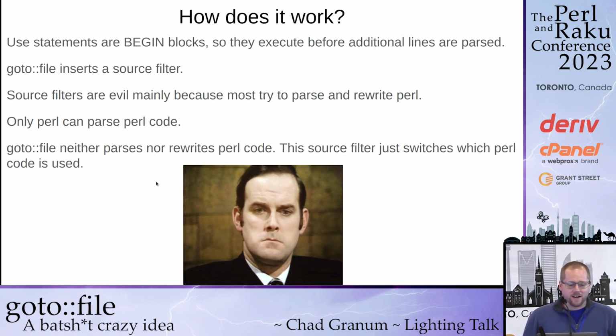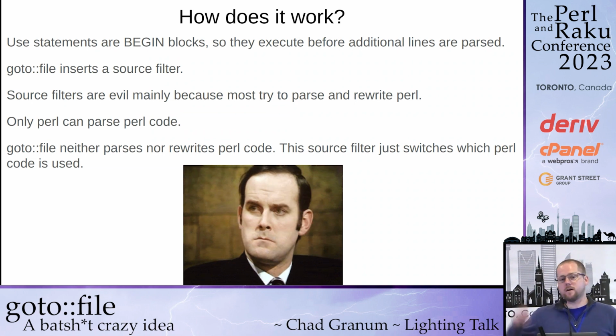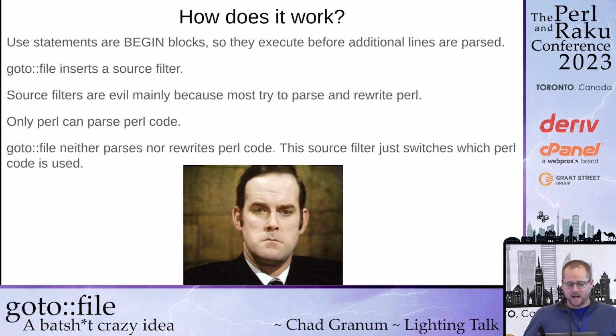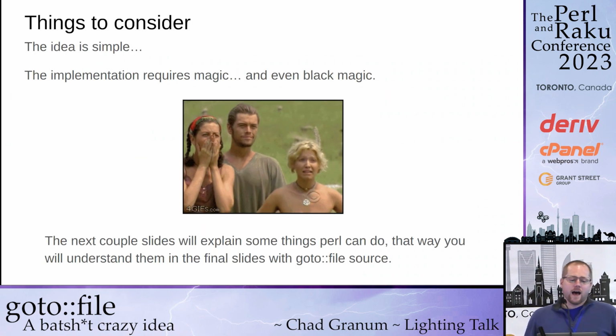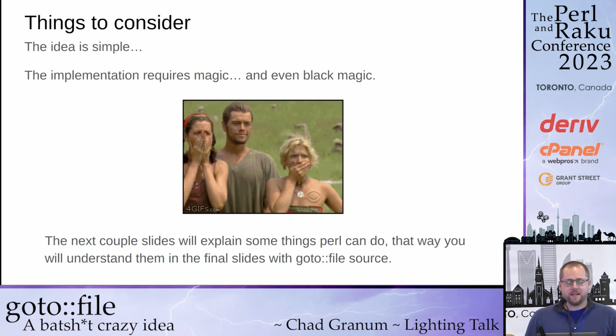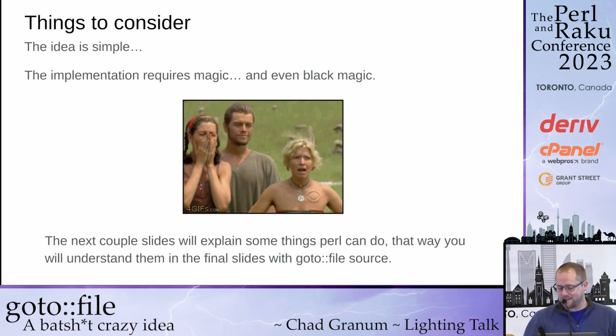So how does this work? Well, there's a bunch of stuff you need to know to make it work, and I'm going to go through them. First of all, goto file is a source filter, but unlike most source filters, this doesn't try to rewrite your Perl code. It just throws away your Perl code and loads some other Perl code. So it's not as evil. So things to consider. It's a very simple idea, but it required some really black magic to make this work.